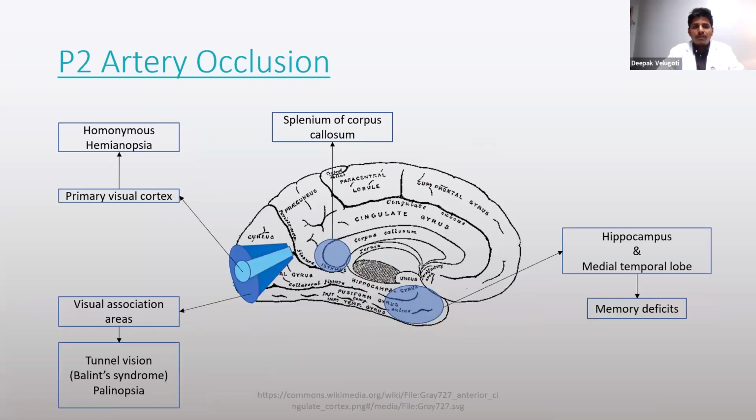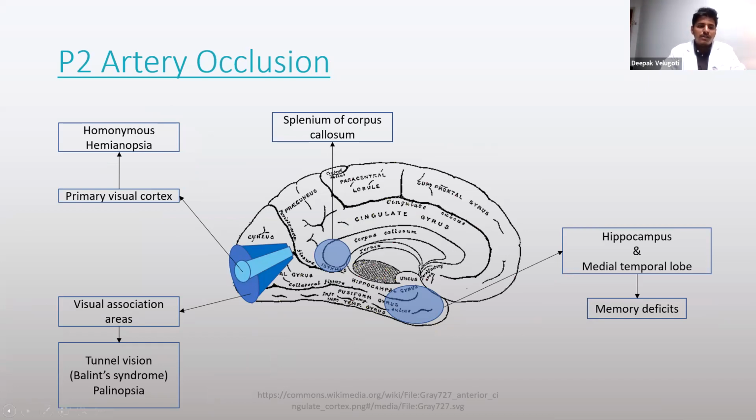Coming to P2 artery occlusion. The P2 artery has a very long course where it supplies blood to the occipital area, corpus callosum, and the medial surface of the temporal lobe. When the primary visual cortex of the occipital lobe gets involved, the patient develops homonymous hemianopsia without macular sparing.